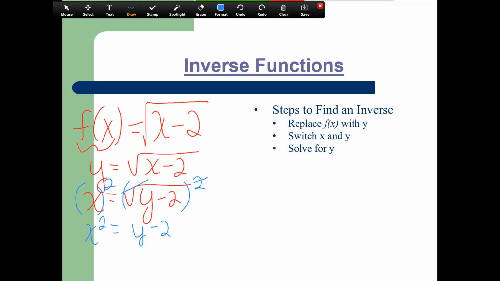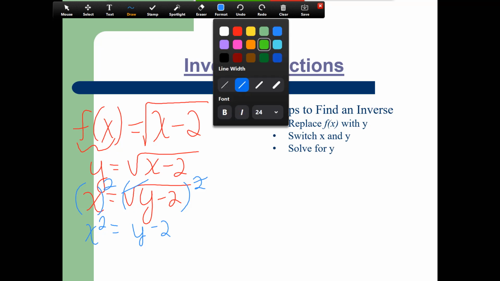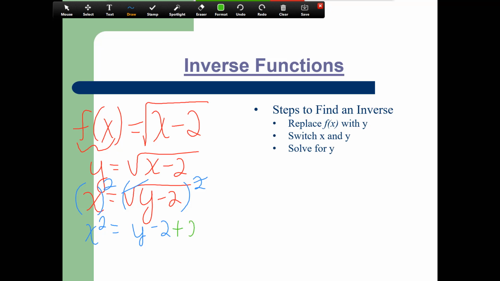Now, the last thing we need to do to get y by itself is move that 2. So we're going to add 2 to both sides since it's a minus 2. And you get y equals, I'm going to put the y on this side, x squared plus 2. This is now the equation for our inverse.